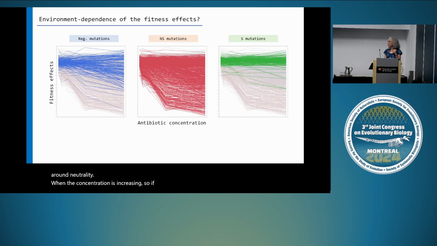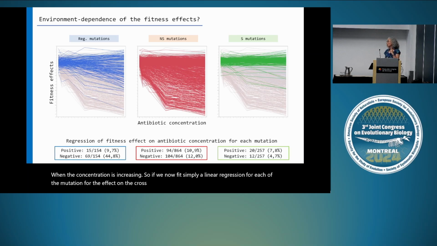So if we now fit simply a linear regression for each of the mutations for the effect across concentrations, and we look at the proportion of these fits that are significantly positive and significantly negative, so that's the value you have at the bottom of the slide, you can see that for the positive ones, the proportion is quite similar across the 3 categories of mutation, whereas for the negative ones, we have very few for the synonymous mutations, a bit more for the non-synonymous mutations, and close to 45% of the regulatory mutations have a negative relationship between the concentration and their fitness effect.